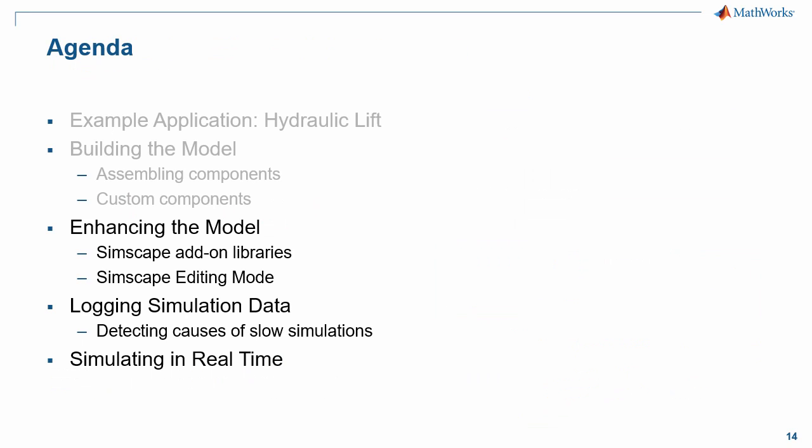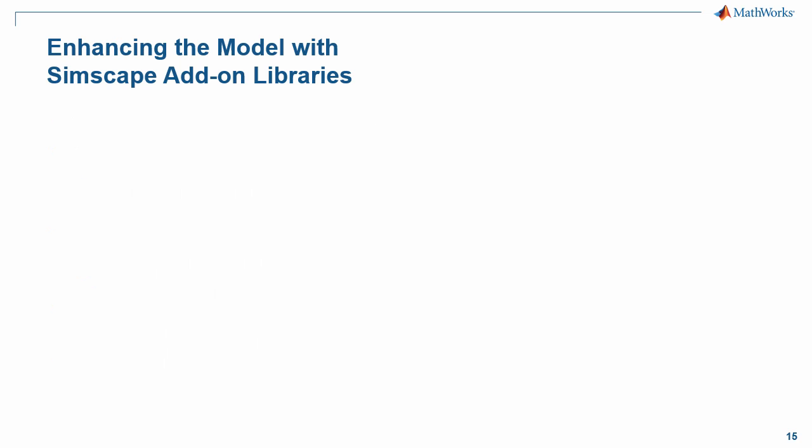Now that we've seen how to build models using components from the Simscape Foundation library and Simscape language, we'll see how we can enhance the model using components from the Simscape add-on products. We'll also see how the Simscape editing mode lets us share these models with users who have not purchased licenses for the add-on products. Our model of the hydraulic lift has all of the components that we need.